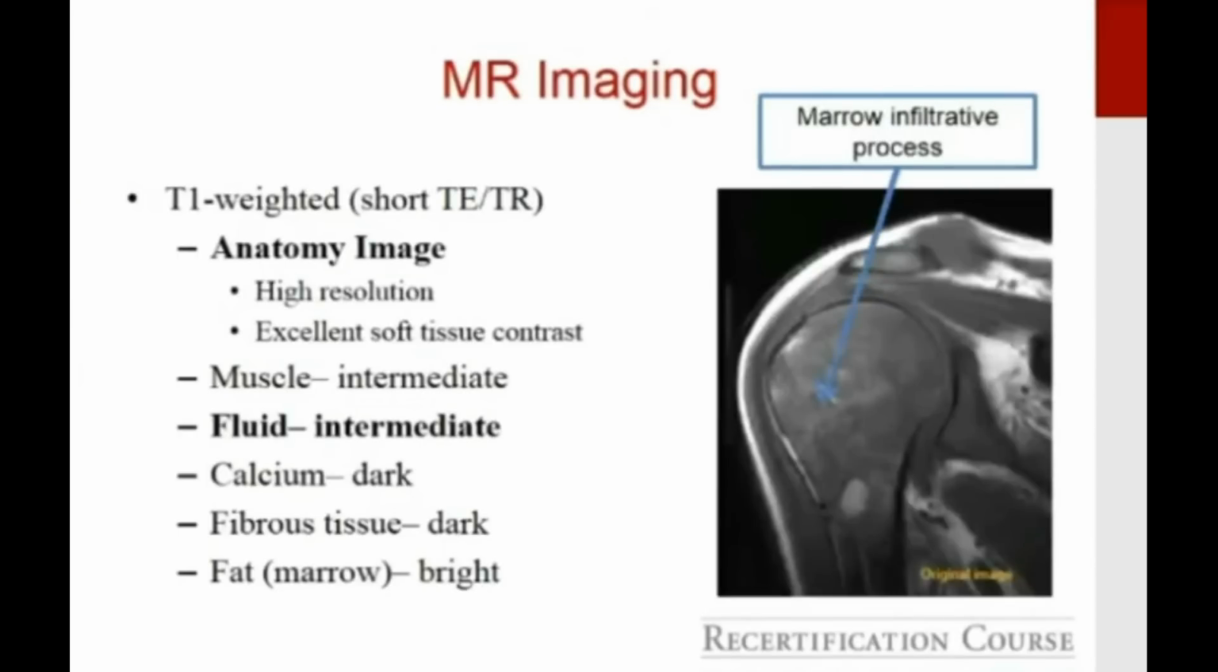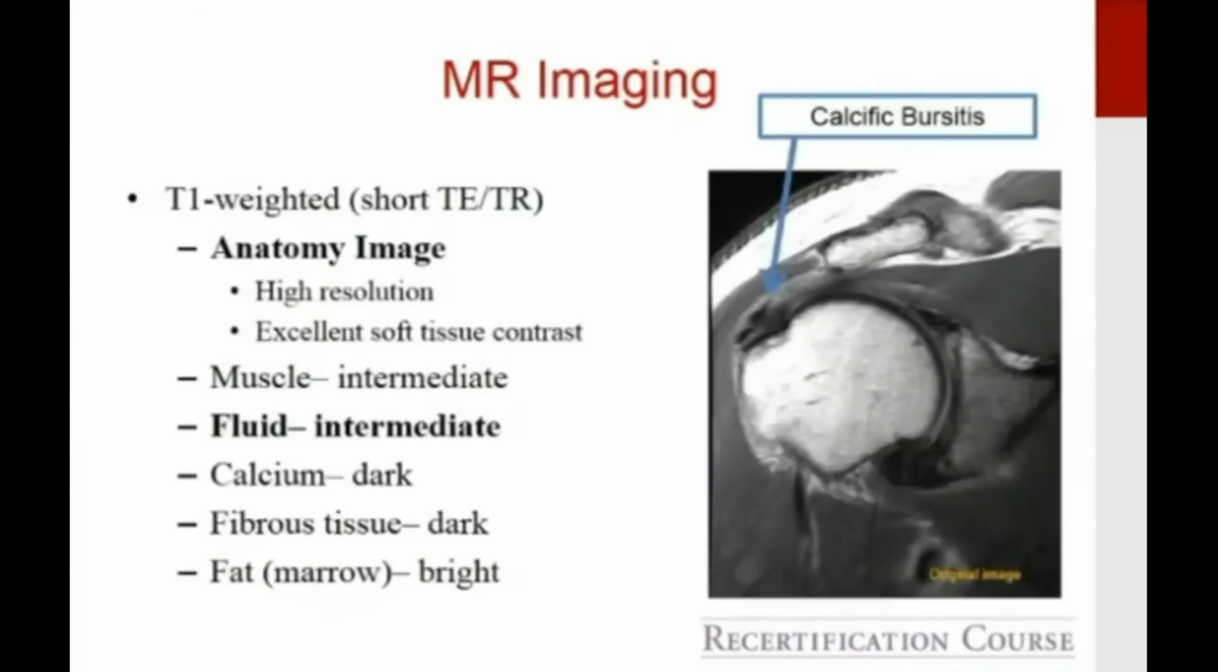If we see signal on a T1 weighted image that's low, equal to or less than muscle, then this is indicative of some type of marrow replacement process. We can see this with lymphoma, metastatic disease, multiple myeloma, or possibly a primary neoplasm. So T1 weighted imaging is very helpful in assessing marrow infiltrative processes. Calcifications show up dark, so we can see calcific tendinitis is a focal globular area of low signal abnormality within the bursa or within the tendon.